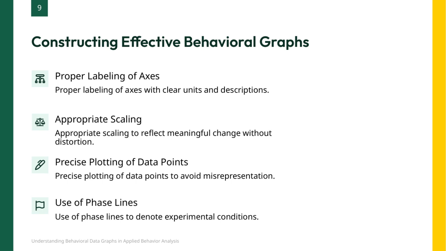This means including clear units and descriptions so that anyone looking at the graph understands exactly what is being measured and how. Next, appropriate scaling is crucial. The scale you choose should highlight meaningful changes in the data without exaggerating or minimizing those variations, ensuring an accurate visual representation. Then, precise plotting of data points is essential to avoid any misrepresentation. Every point needs to be placed carefully to reflect the true results.